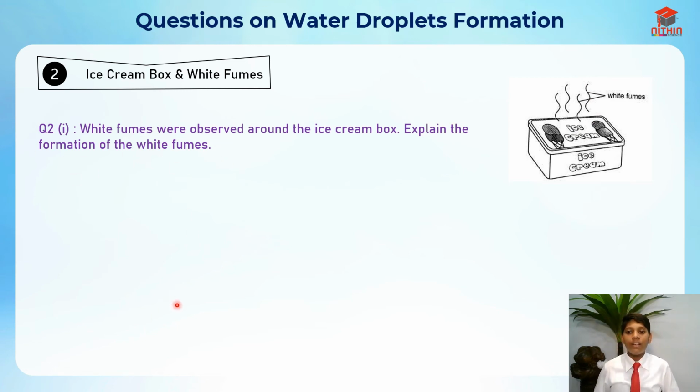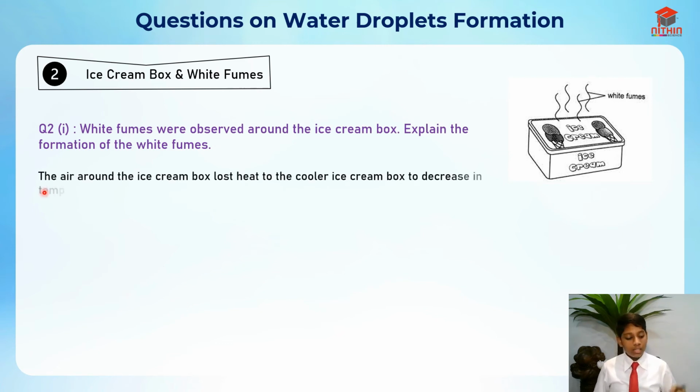Let's take a look at the answer. Before the steps, we need to state this sentence: the air around the ice cream box lost heat to the cooler ice cream box to decrease in temperature. This is the first part we need to say. After it decreases in temperature, then we can talk about step 1.